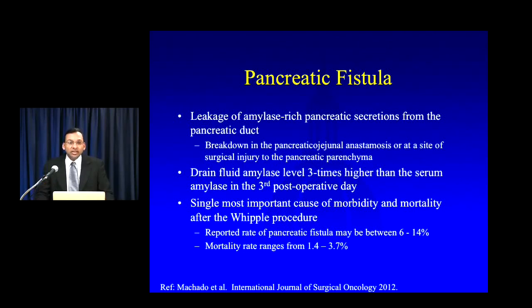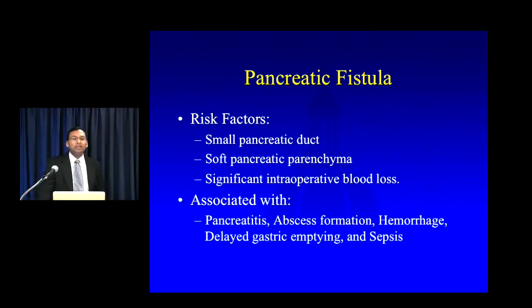This is the single most important cause of morbidity and mortality after the Whipple procedure. I'm going to talk about a bunch of complications. This is the one you've got to be thinking of. The rate of fistula is somewhere between 6 to 14%, and the mortality rate may be as high as 4% if you have a pancreatic fistula. So this is a critical diagnosis, and I'll tell you, talking with our surgeons, this is the one they're always the most worried about. Now, who gets a pancreatic fistula?